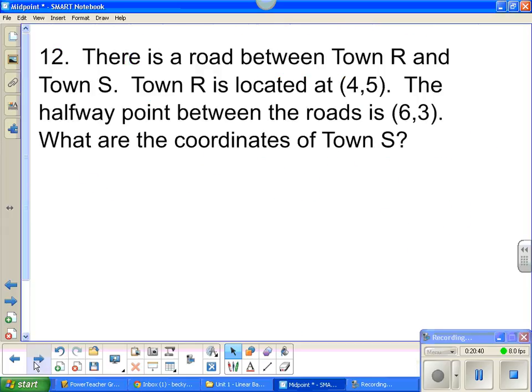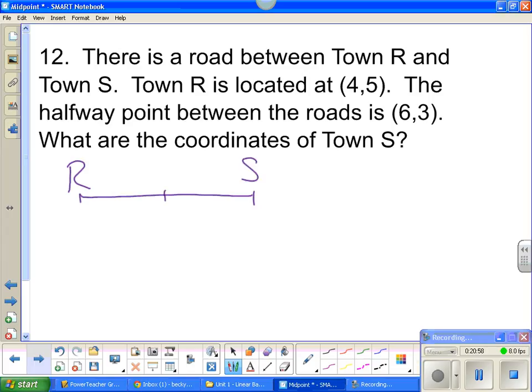Okay, number 12. There's a road between town R and town S. Town R is located at 4, 5. The halfway point between the roads is 6, 3. What are the coordinates of town S? This is another one to practice. So we have town R and town S. Town R is located at 4, 5. The halfway point, that's my midpoint, is 6, 3. And I'm looking for S.